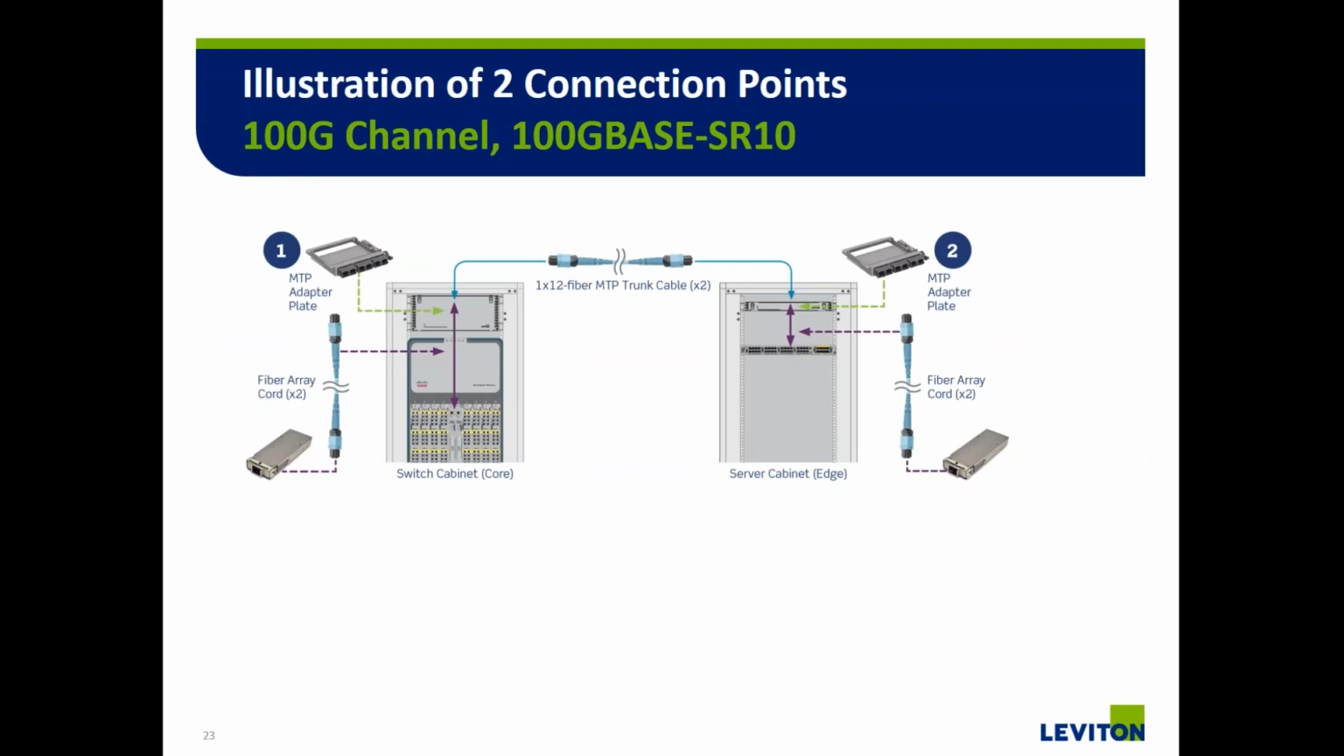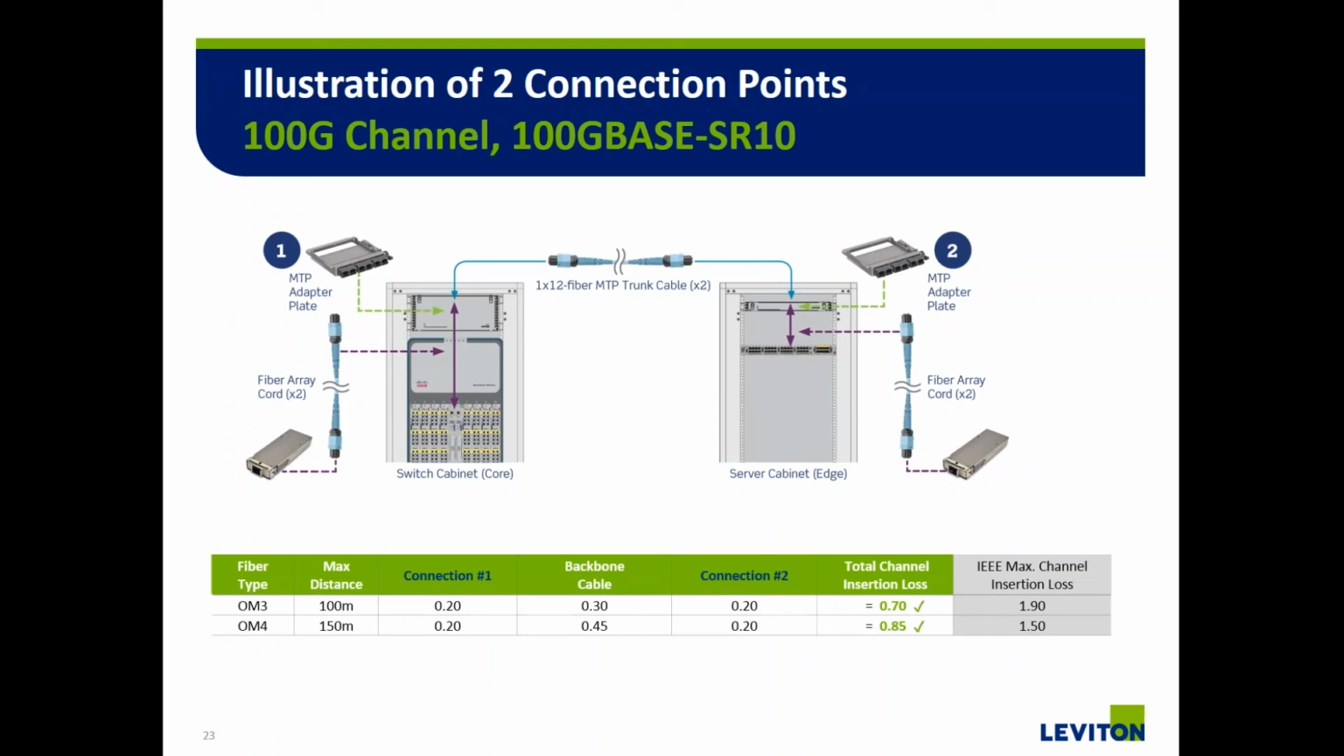So migrating from 40 gig to 100 gig SR10, the conversion cassettes are replaced by MTP pass-through adapter panels, or there is no replacement needed if the MTP adapter panels were already installed for 40 gig. 2 12-fiber MTP array cords are used to plug into the QSFP28 transceivers and into the switch. Calculated channel loss budget passes for both OM3 and OM4 fiber types with plenty of headroom.